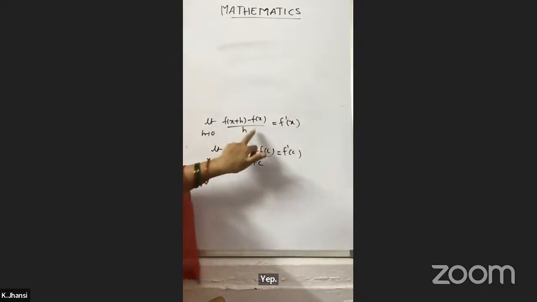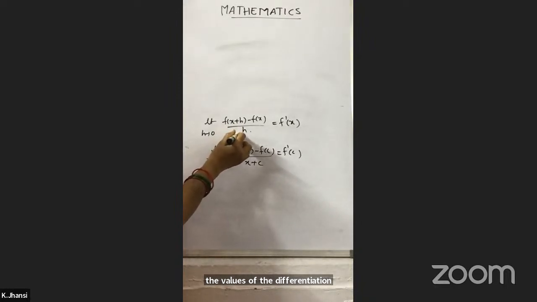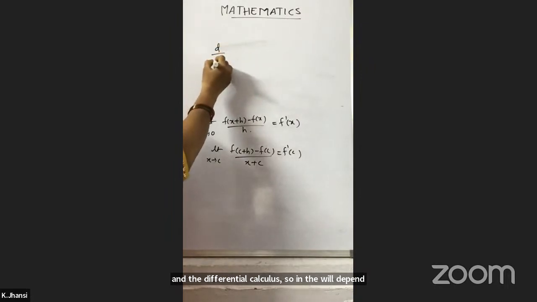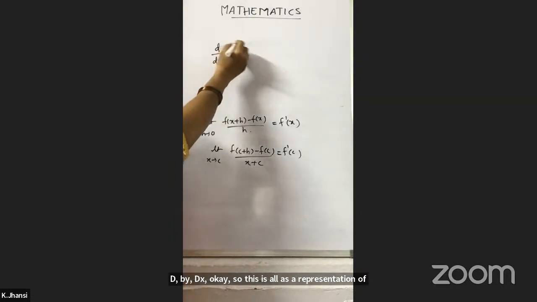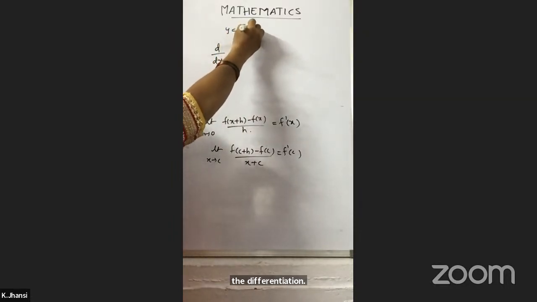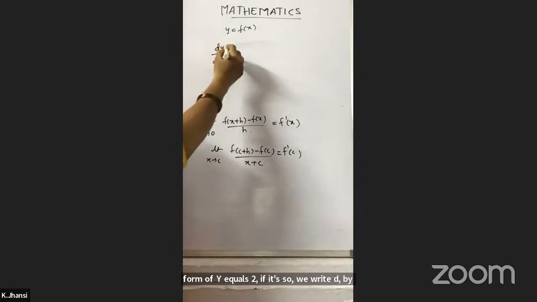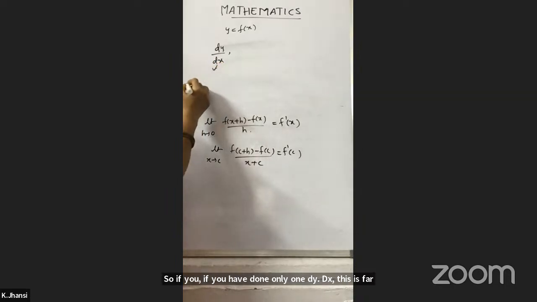Okay, with the help of this formula only we'll get all the values of differentiation. This is the main one, this is called the standard formula of differentiation, or first principle of differentiation. So through this we can find the differentiation of any function in differential calculus. So we will represent differentiation as d by dx. Okay, so this is called a representation of differentiation. If you usually know, the function will be in the form of y equals f of x, so we'll write dy by dx. Okay, if you have done it only once, dy by dx, this is called first order.